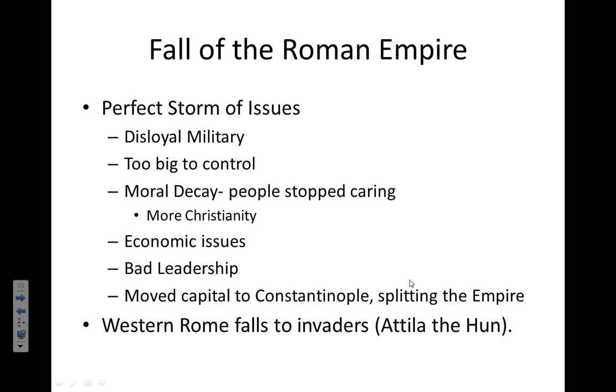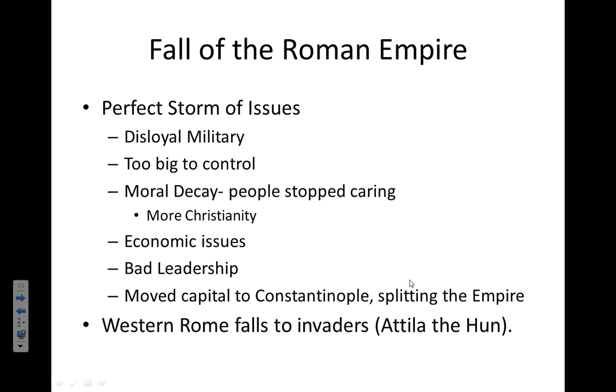Okay, and the last thing would be the fall of the Roman Empire. The fall of the Roman Empire can be seen as somewhat of a perfect storm. The reason is a bunch of things came together. You have a disloyal military, the empire becomes too big to control, and moral decay is running throughout the empire. People stop caring about the empire. They care more about Christianity than they do about their own empire or emperor. The empire starts to face economic issues in terms of gold and silver drain. They have bad leadership because emperors are constantly being assassinated.